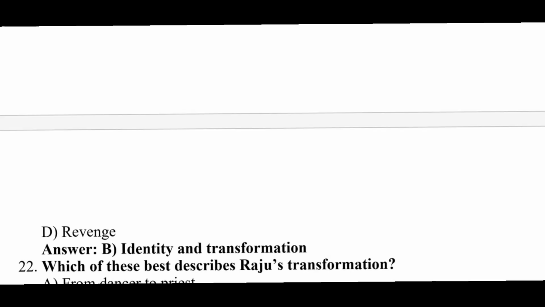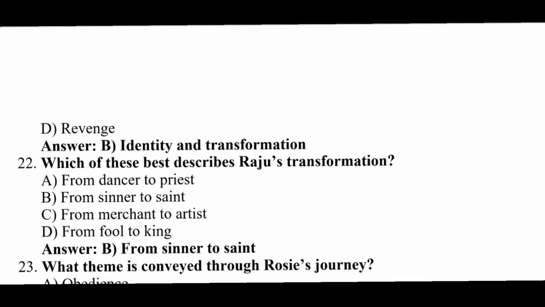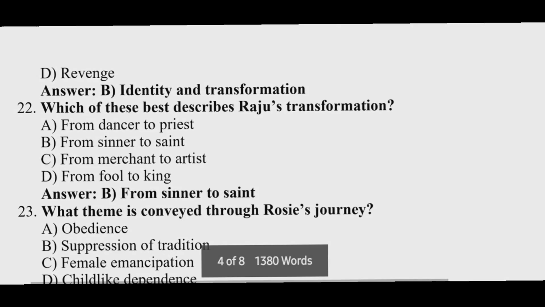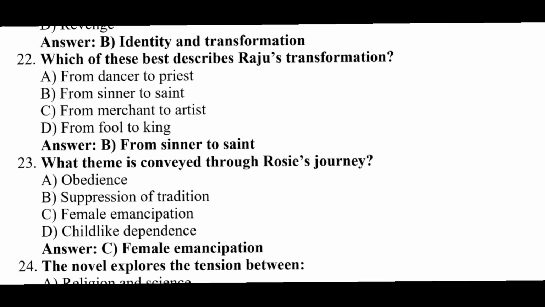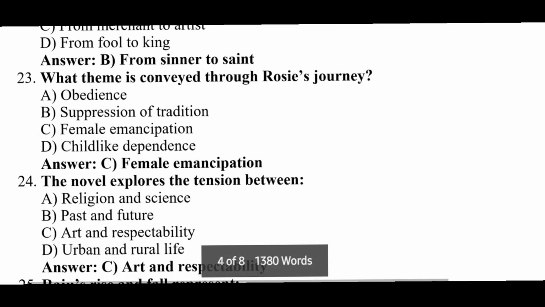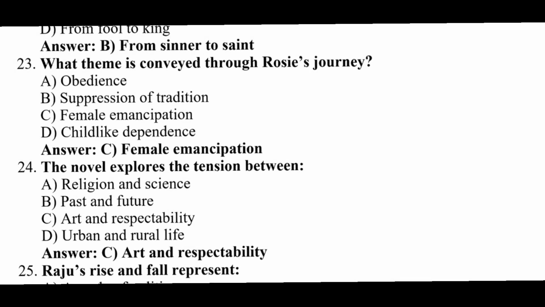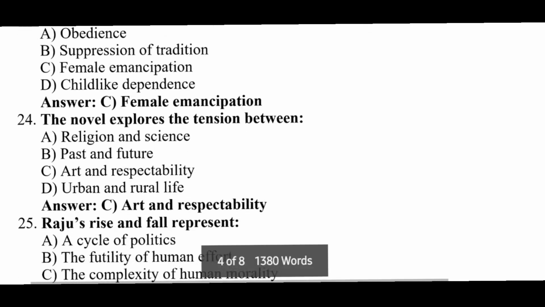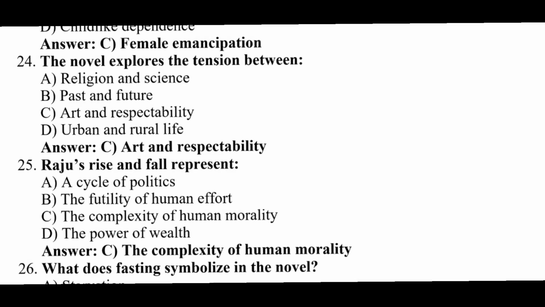Which of these best describes Raju's transformation from sinner to saint? What theme is conveyed through Rosie's journey? Female emancipation. The novel explores the tension between art and respectability. Raju's rise and fall represent the complexity of human morality.